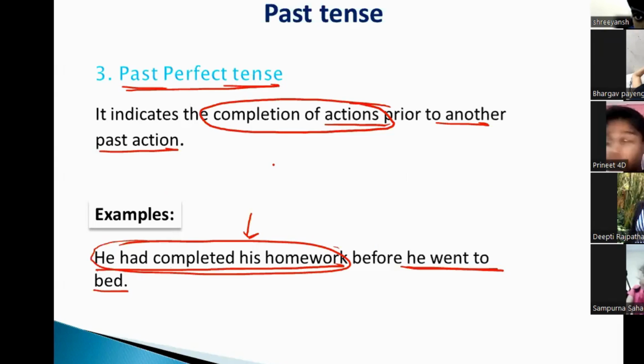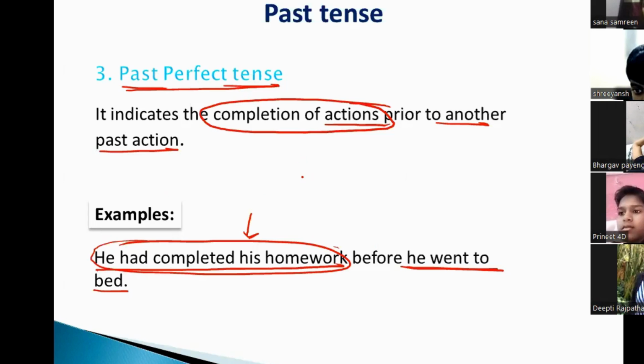Understood, everybody? Any confusion? No, ma'am. Everybody? Nobody? Okay. Any doubt? Ma'am, can you explain past perfect tense definition again? Because I didn't understand. Okay.